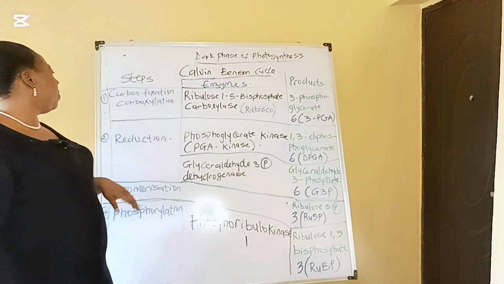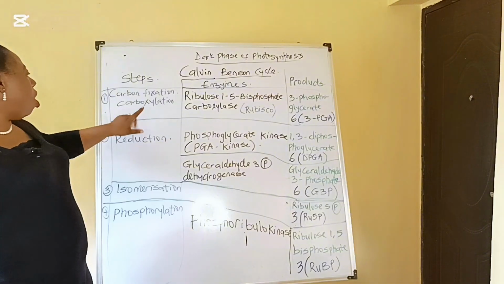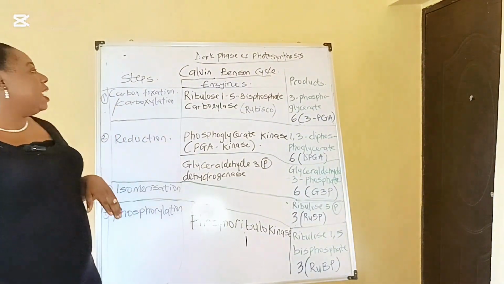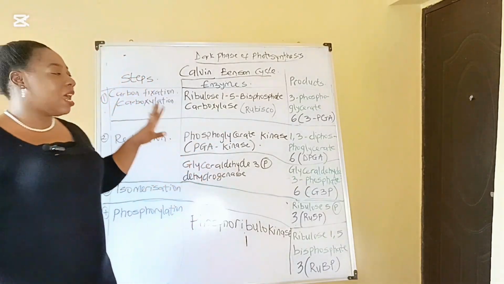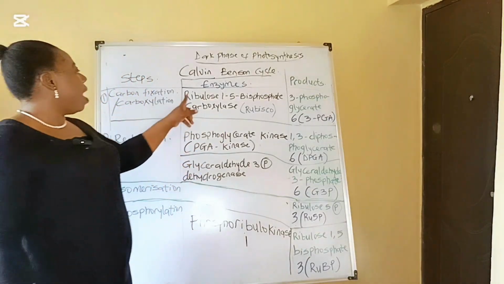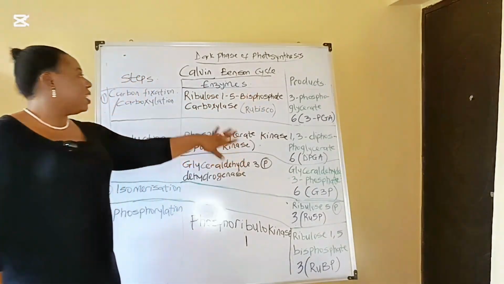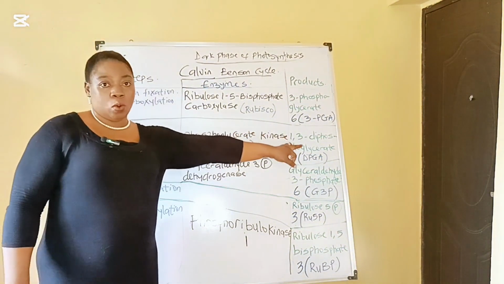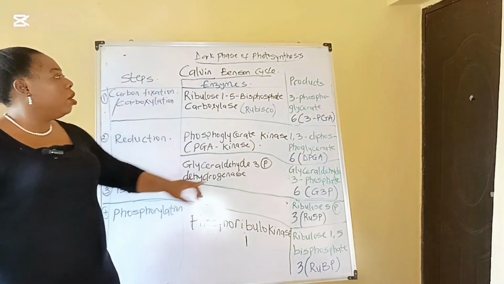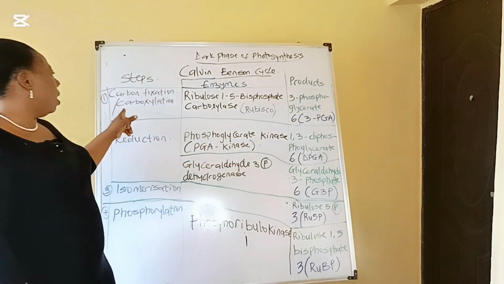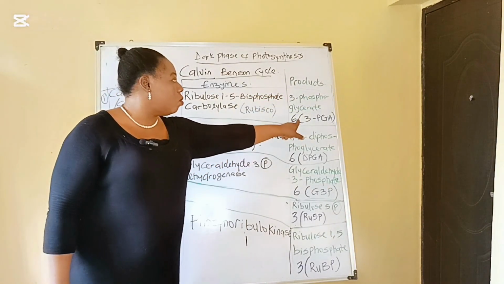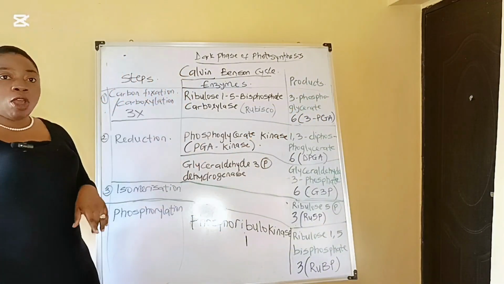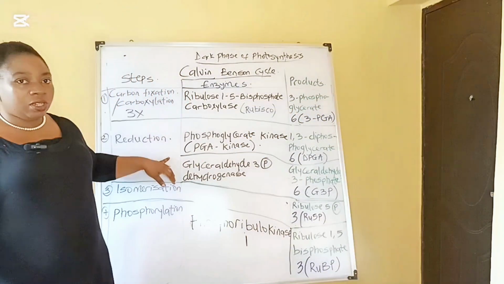The first step is carbon fixation, or carboxylation. The enzyme that catalyzes the reaction that occurs here is ribulose 1,5-bisphosphate carboxylase, also known as Rubisco. Now, the product that will be gotten from this step is 6 molecules of 3-phosphoglycerate.